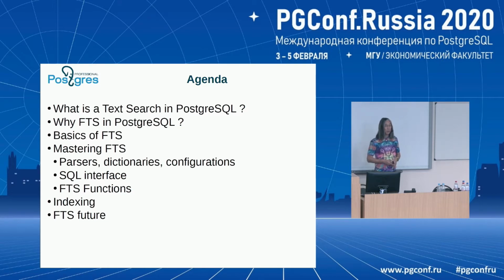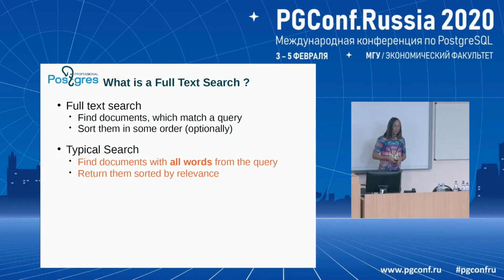So what am I going to tell you about? I will tell you what text search is in PostgreSQL. Then I will answer the question why we need full text search if we have Elasticsearch or Sphinx or something else. This is a very popular question. Then I will go through the main topics: basics of FTS, mastering FTS, how to accelerate FTS, and also I will tell you something about the future of FTS.